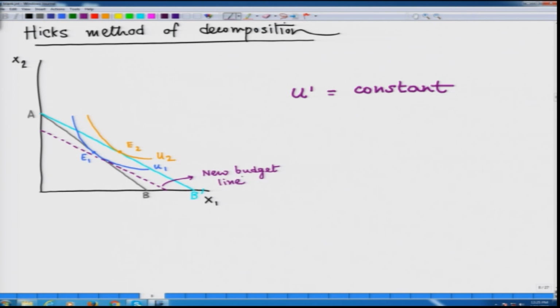This new budget line is now tangential to the old indifference curve, and this is another equilibrium point for the consumer if the consumer is charged with some money income because he or she faces a lower level of price. So, in that case, let us do this price effect decomposition exercise again.